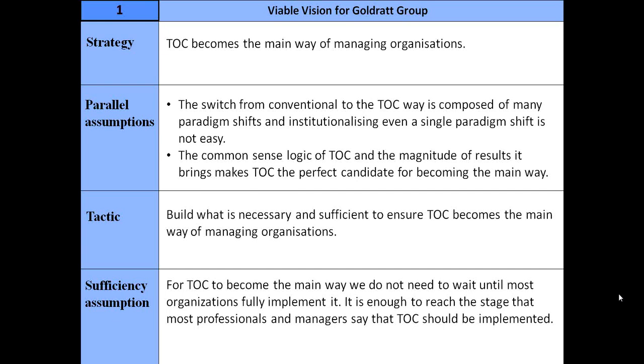Parallel assumptions are the switch from conventional to the TOC way is composed of many paradigm shifts, and institutionalizing even a single paradigm shift is not easy. So one of the paradigm shifts in TOC, one of the first was in operations or production, is choke the release of raw materials into the plant.